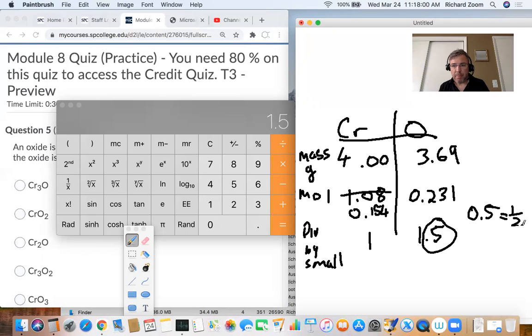Sorry, my pen is not working here properly. So 0.5 is a half, which means I multiply both of these by 2 to make it a whole number. So that becomes 2 for the chromium and then 3 for the oxygen. So it'd be Cr2O3 would be the final molecular formula for that one. That'd be the answer you'd pick.